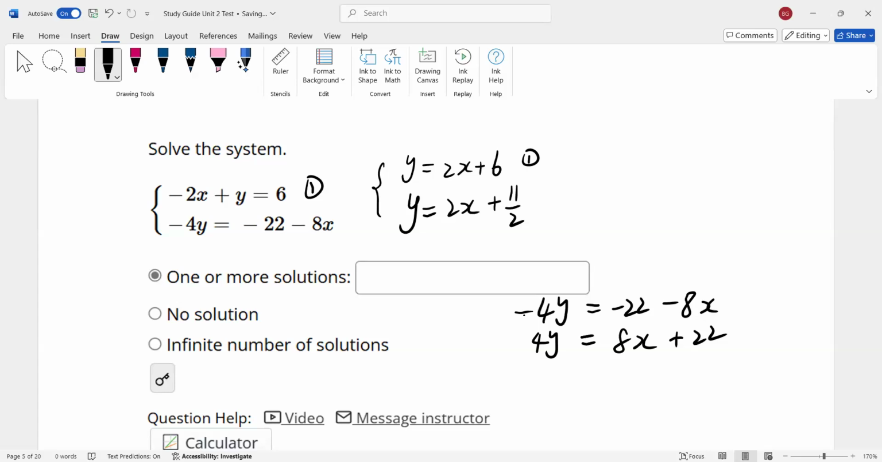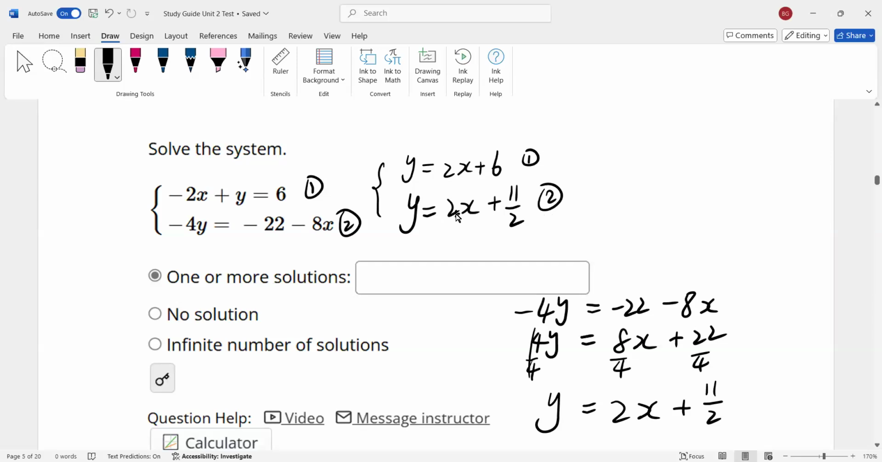We want to rewrite the equation in slope-intercept form, so we have to isolate y on the left side. We need to get rid of the 4. Divide by 4 on every term. 4 over 4 is 1. We have y equals 8 over 4 is 2, 2x plus 22 over 4 is 11 over 2. So the second equation, after we rewrite it in slope-intercept form, is y equals 2x plus 11 over 2.